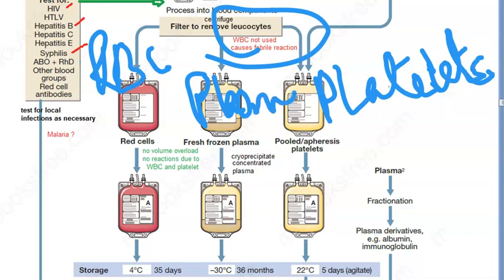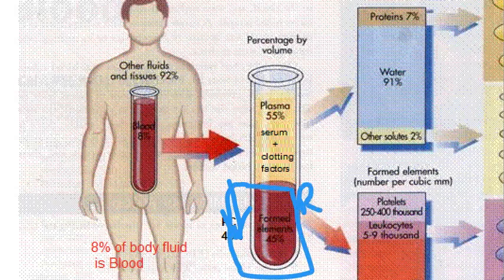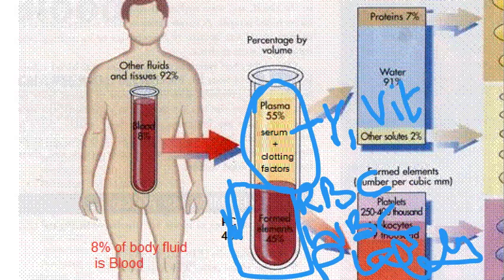So basically, what is plasma? See, when you take whole blood and you just let it stand, what will happen? All the cells will settle down, and whatever you're left with on top is plasma. So all these are cells, formed elements. This will have RBC, WBC, and platelets. And on top you will be left with serum with clotting factors. So serum will have antibodies. Remember, serum will have antibodies, vitamins, all that will be there in your serum.